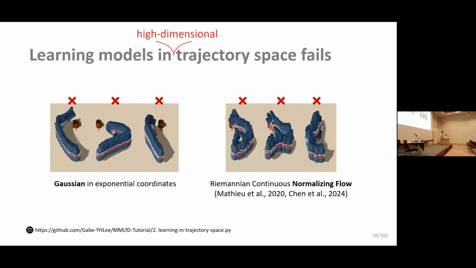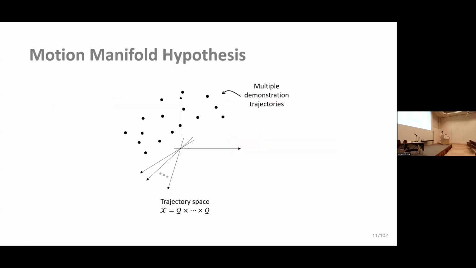If we attempt to learn a probability distribution directly in this high dimensional space, these methods often fail. On the left, a Gaussian distribution is fitted in the exponential coordinates of the SE3 trajectories. But as you can see, the generated trajectories are significantly different from the demonstrations. We may try deep learning methods, for example, as shown on the right, Riemannian continuous normalizing flows. However, these tend to produce very jerky trajectories that cannot be used even with post-processing because we have a small data set. Having said that, we don't need to be disappointed.